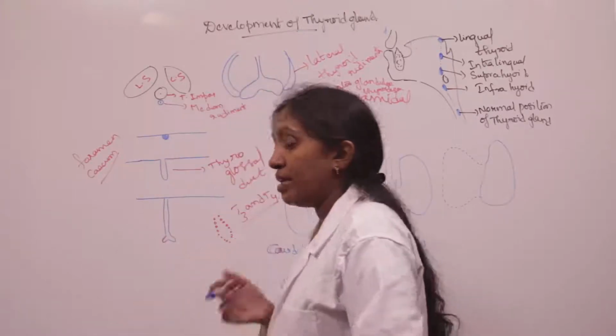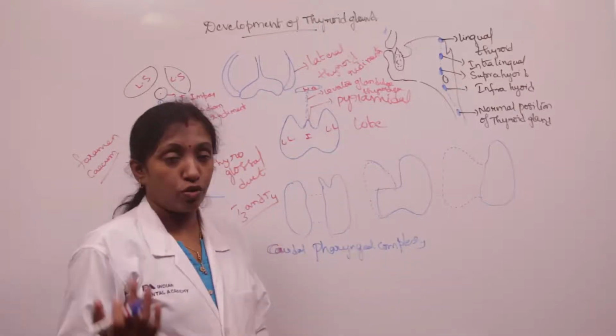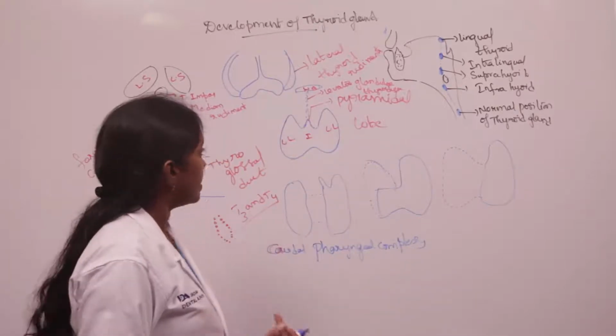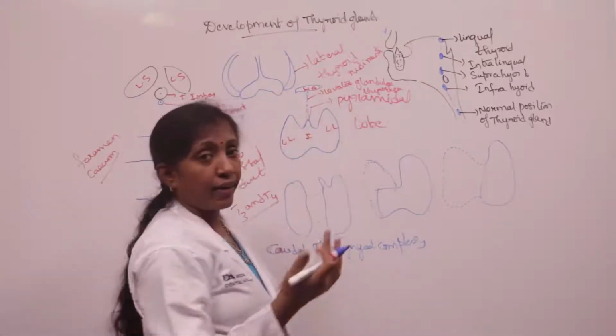So what is colloid? It is nothing but the iodinated thyroglobulin, from which the hormones are produced by endocytosis by the follicular cells. Okay, so that's about the thyroid gland development.